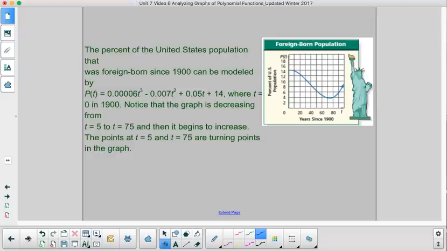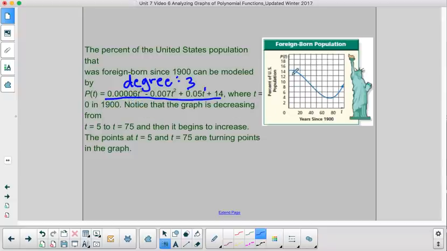So we have an example here. It says the percent of the United States population that was foreign-born since 1900 can be modeled by P of t. This is a polynomial function. And just remember, the degree is the highest exponent. We have 3, 2, 1, so my degree is 3 for this polynomial. And it says t is equal to 0 in 1900.